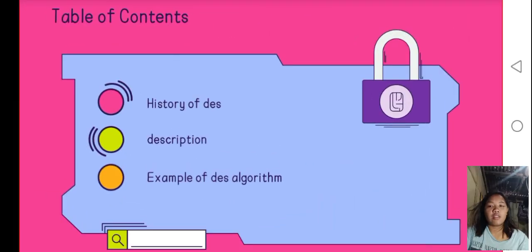This is the table of contents: the history of this algorithm, the description, and an example of this algorithm.